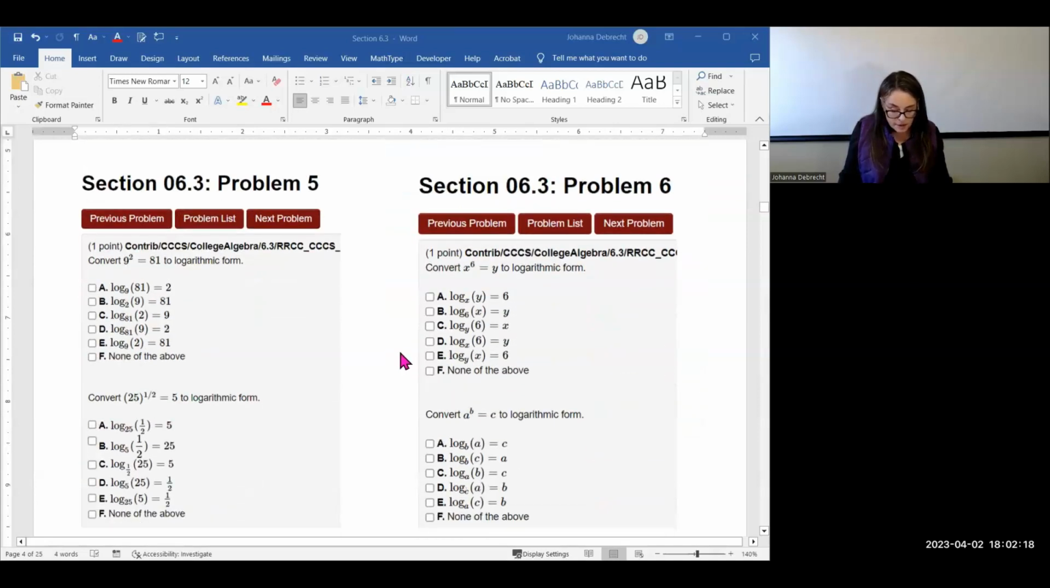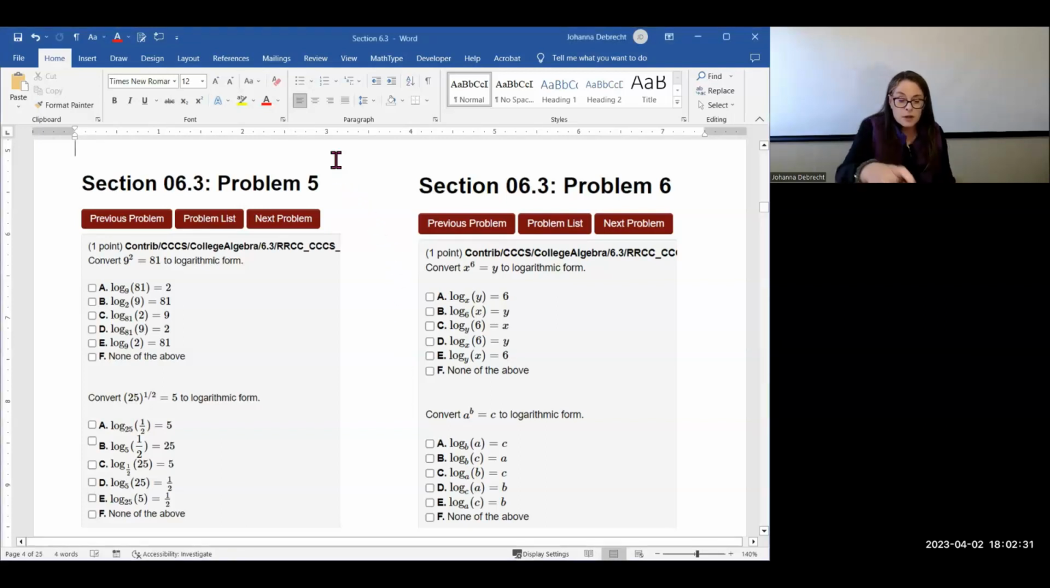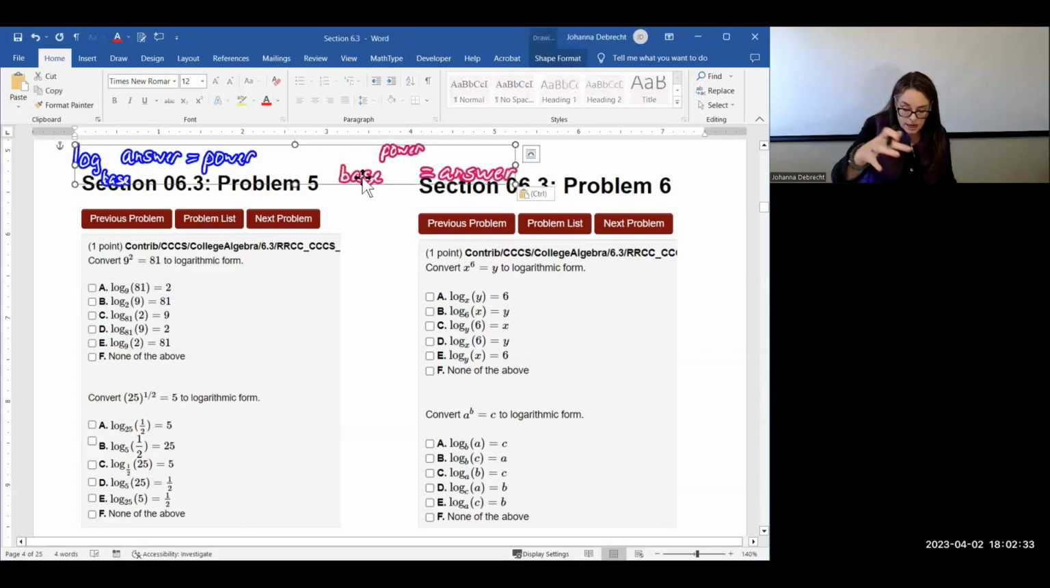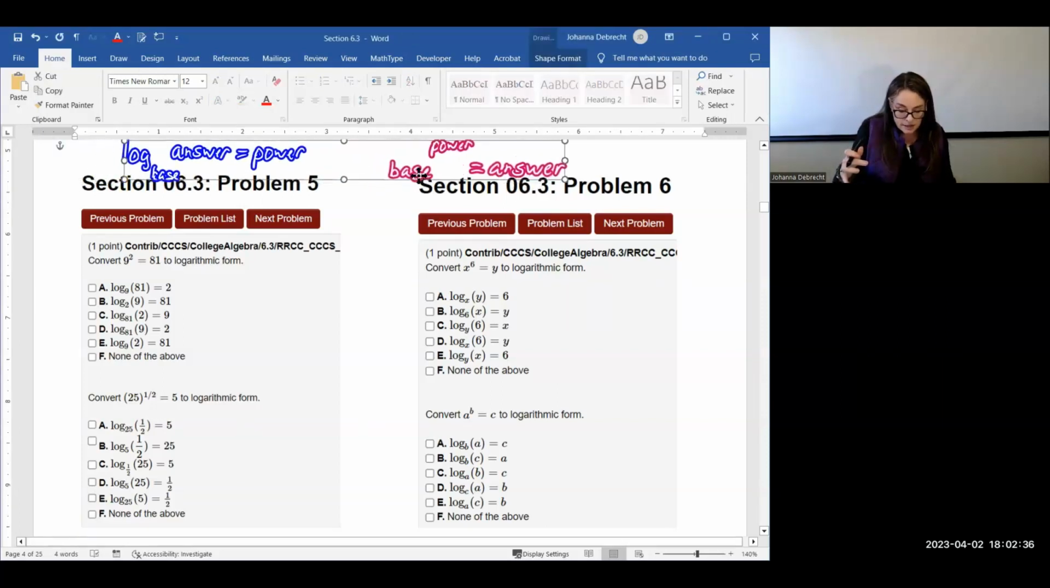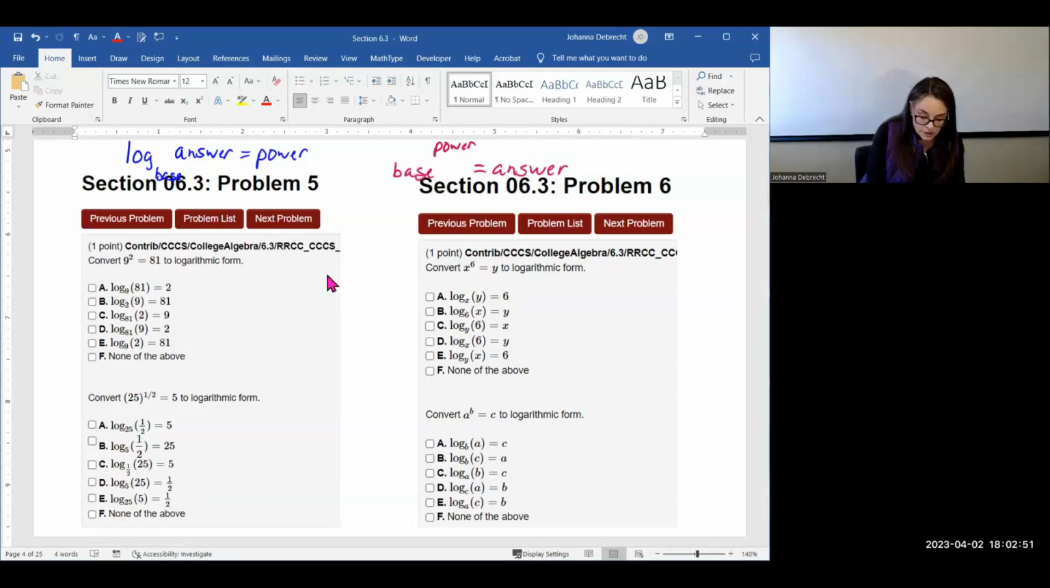So now we've got problems 5 and 6, which are more like problems 1 and 2, but now we're going from exponential to logarithmic, but we still need that relationship. So I'm going to come up here and put in that relationship again. So let me see if I can get that to fit up here a little bit. All right, so now I've got log base b of the answer equals the power, coming from base to a power equals the answer. So I'm trying to convert 9 squared equals 81.